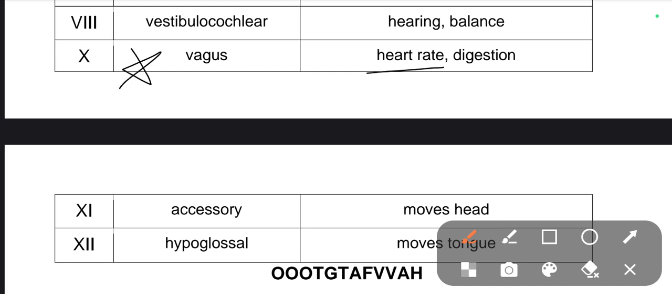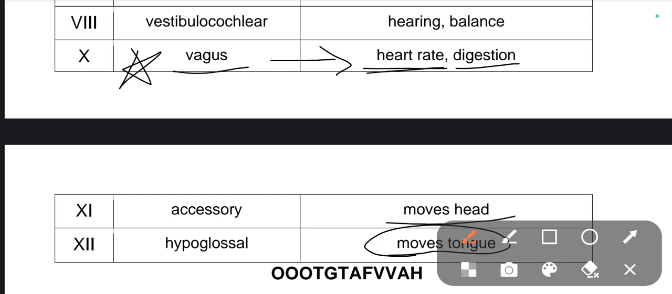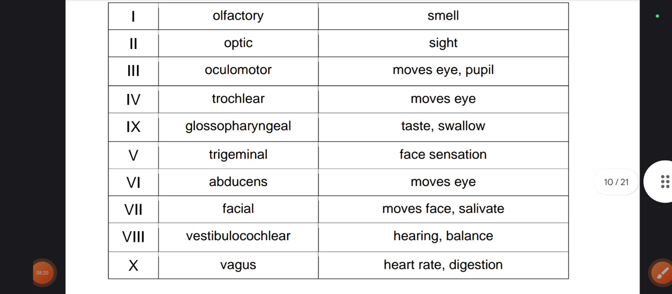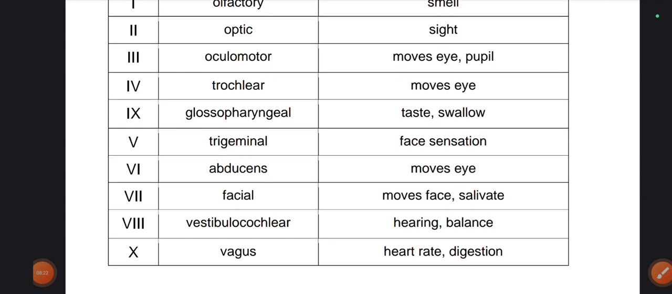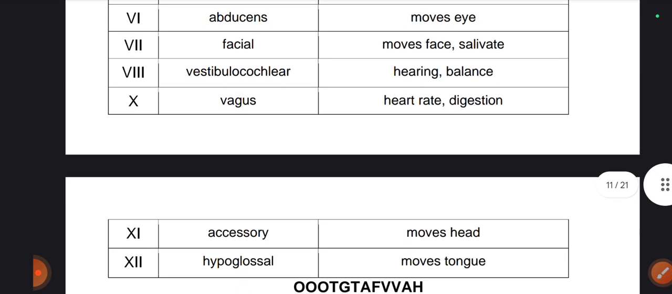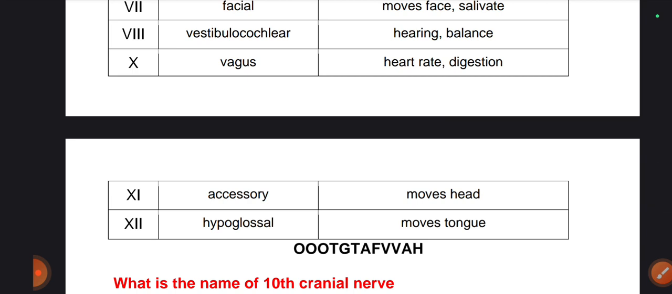This is important. You may get the question. The vagus nerve is responsible for the heart rate and digestion, and the accessory nerve is the movement of the head. Hypoglossal works on the movement of the tongue. So these are the 12 cranial nerves. The first one is the olfactory, optic, oculomotor, trochlear, trigeminal, abducens, facial, vestibulocochlear, glossopharyngeal, vagus, accessory, and hypoglossal.